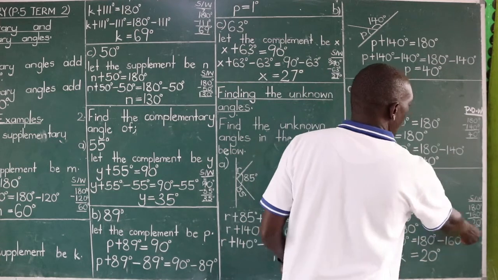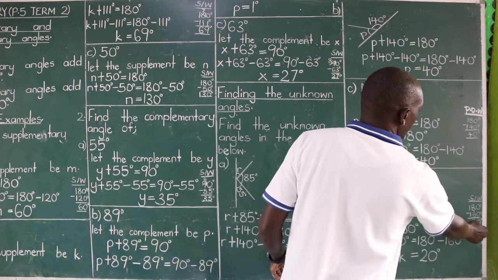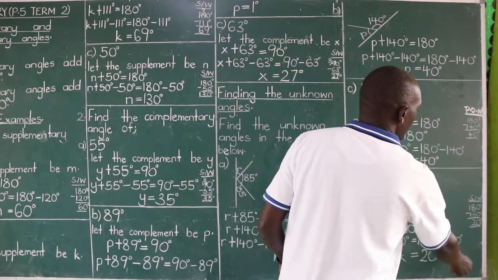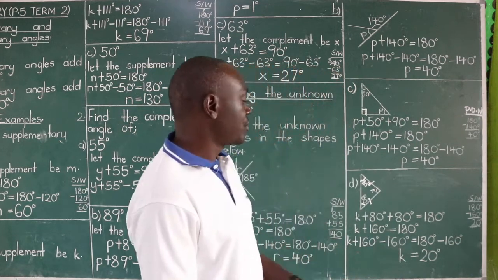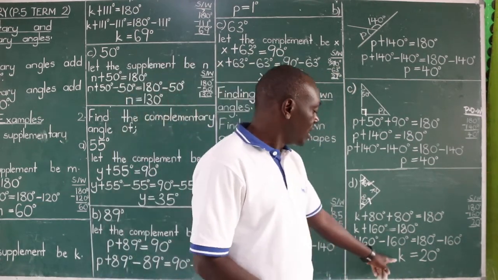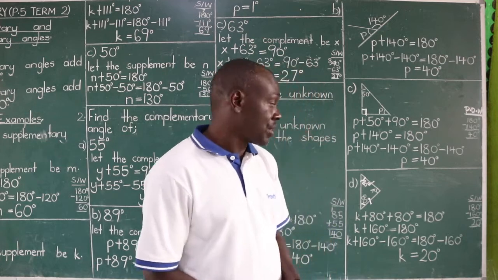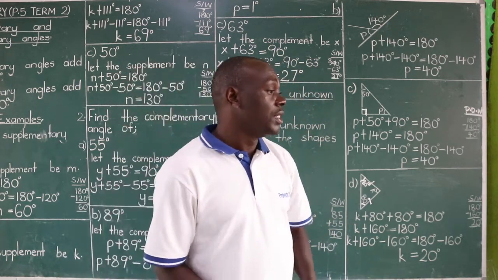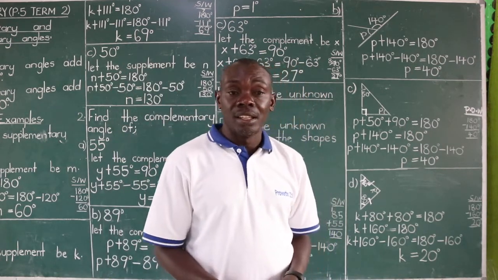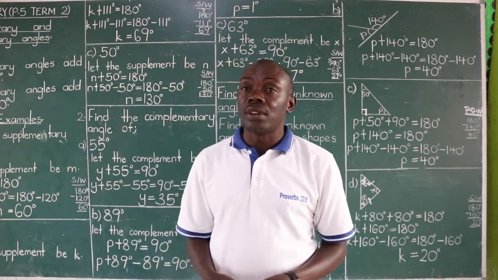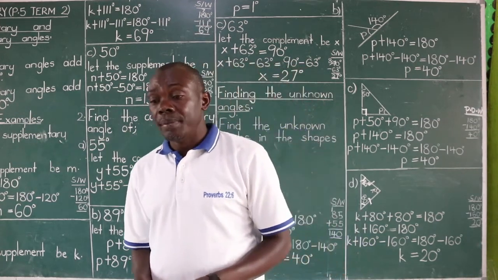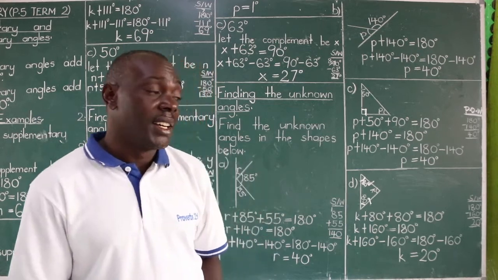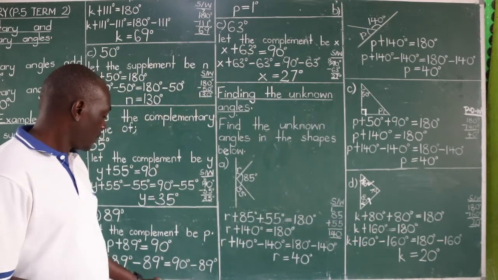Write a part of work or the side work. That's 0 minus 0 get 0. 8 minus 6 get 2, thereby getting 20 degrees from the subtraction, thereby getting K equal to 20 degrees. That's how we find the unknown in the given shapes using particular angle properties, which you must then know and master and then answer accordingly.